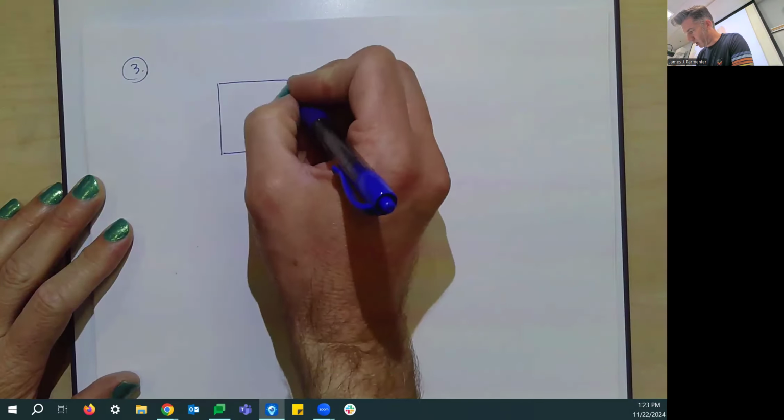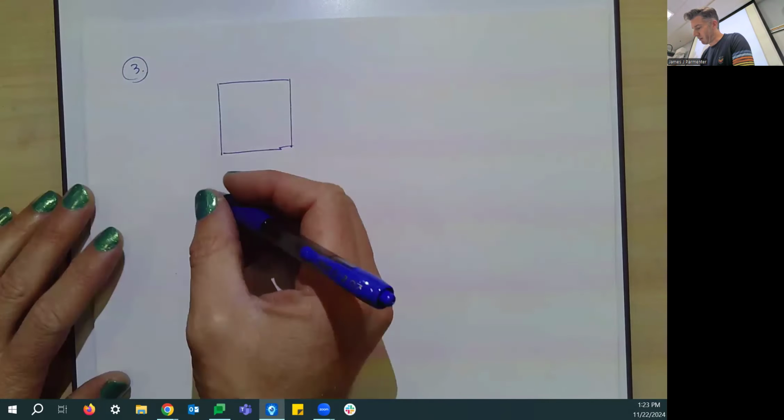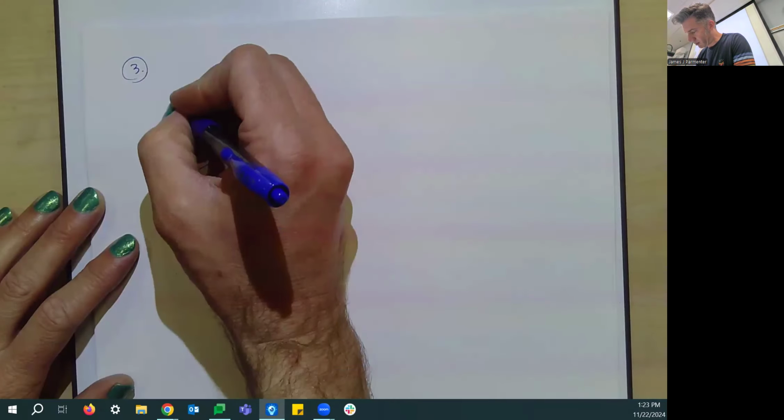Not my best work, maybe. Let's see, how am I going to do this? I should have thought about that before I started drawing pictures. Oh well, such is life.